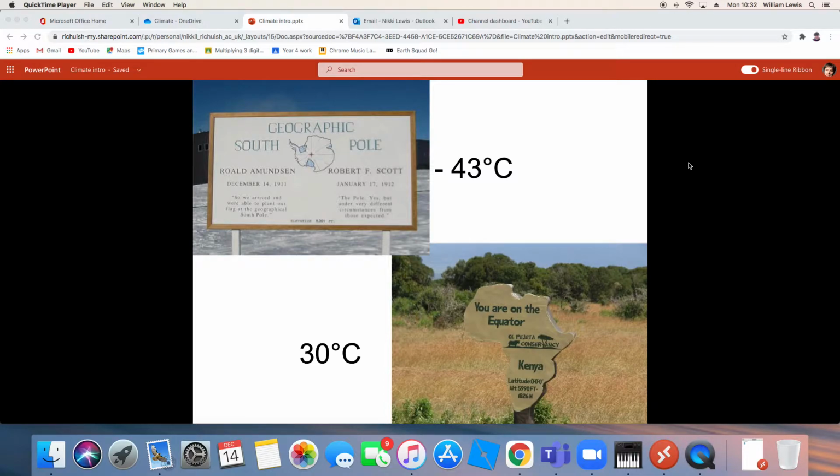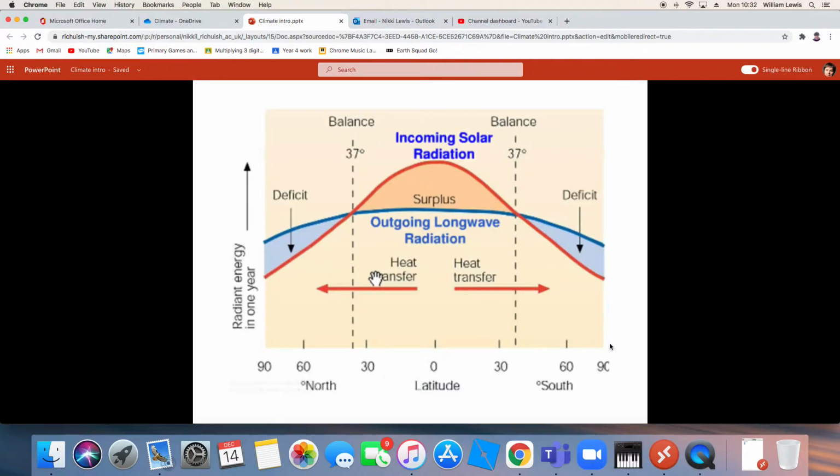Okay. I don't think it's going to be news to any of you if I tell you that it is hotter at the equator than it is at the poles. I think that's fairly obvious and we can look at it in pretty pictures. Or we could look at it on a graph.